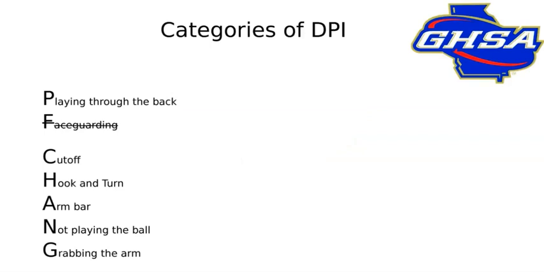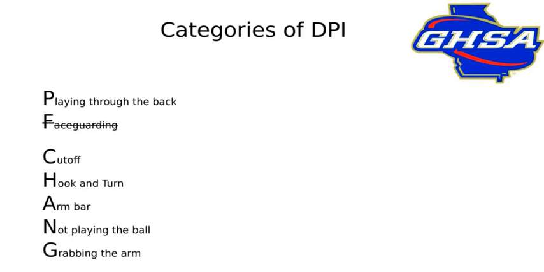So I want to talk about these for a minute because we haven't talked a whole lot about DPI the past couple of years in camps because we've been focused on the mechanics. So we kind of let DPI go by the wayside. But I do want to talk about these. These are the categories of DPI. These are not in the rule book. This is just something that's developed over time. It may be in the manual, I can't remember for sure. If it's not this year, we're definitely going to put it in next year.